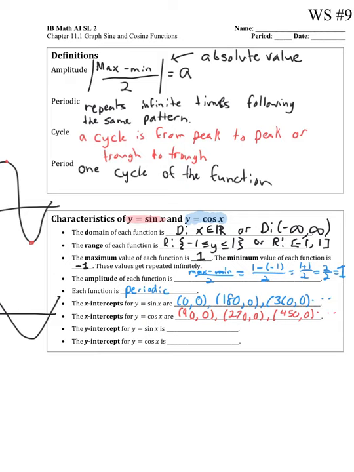Y-intercept for sine of x. We already mentioned the y-intercept is going to be at 0, 0. There's only one y-intercept. The y-intercept for the cosine function is going to be at 0, 1. That's the y-intercept for the cosine function. It happens to be at the maximum value versus the x-intercept. All right, those are the characteristics of sine of x and cosine of x.